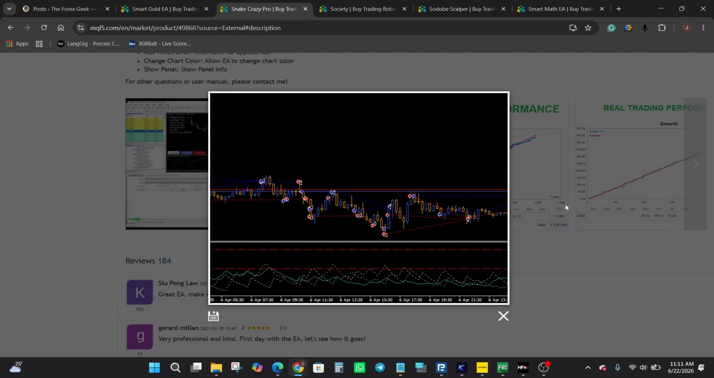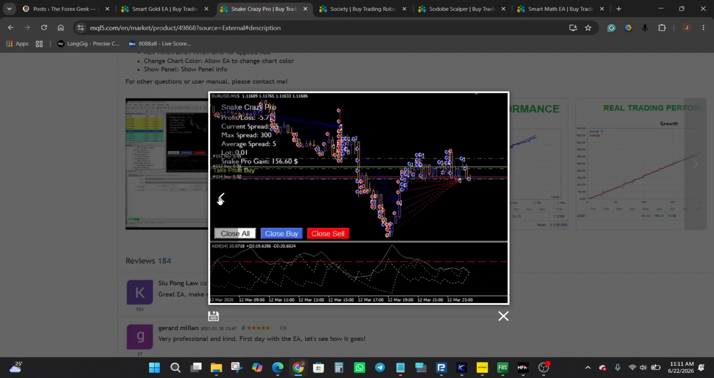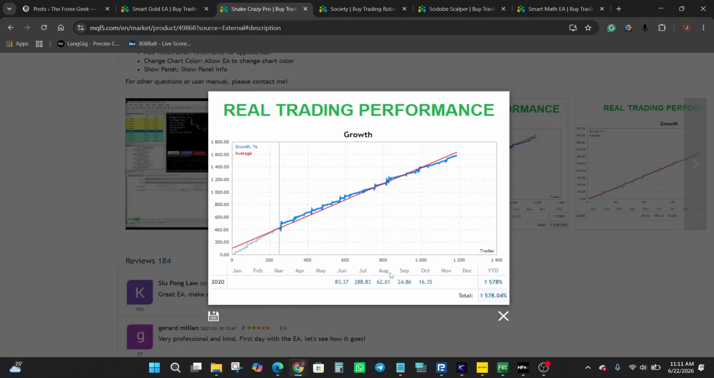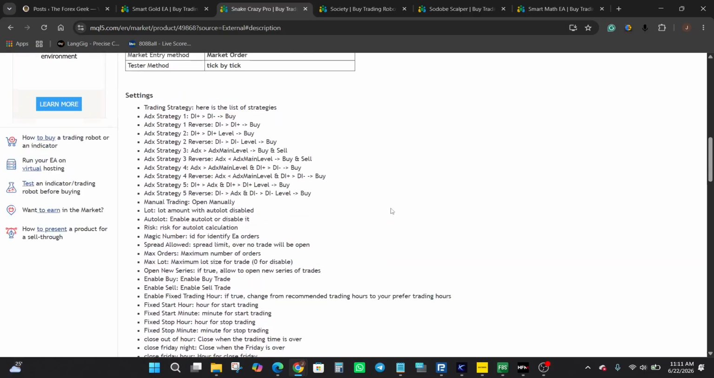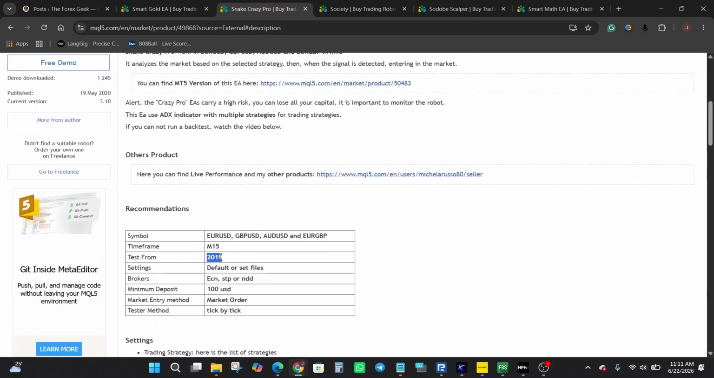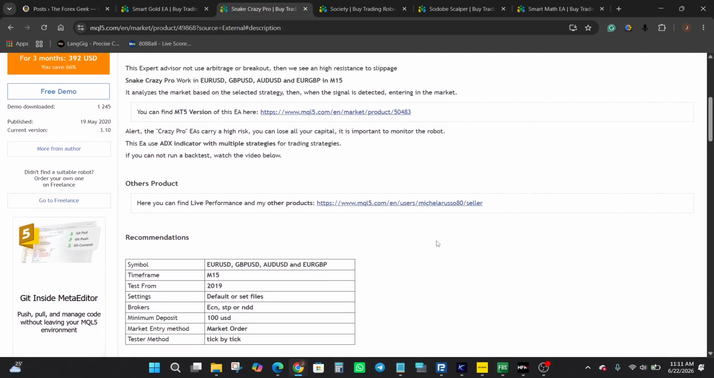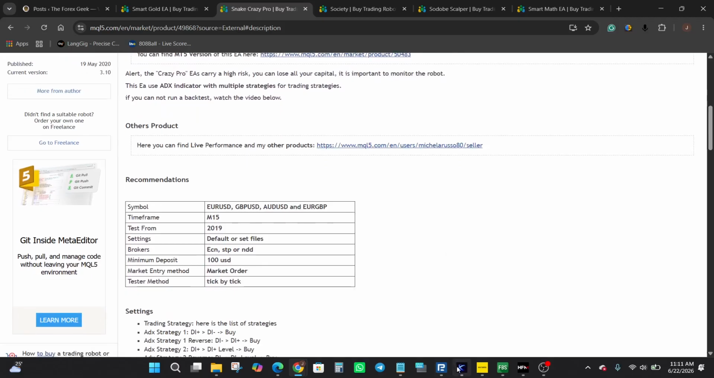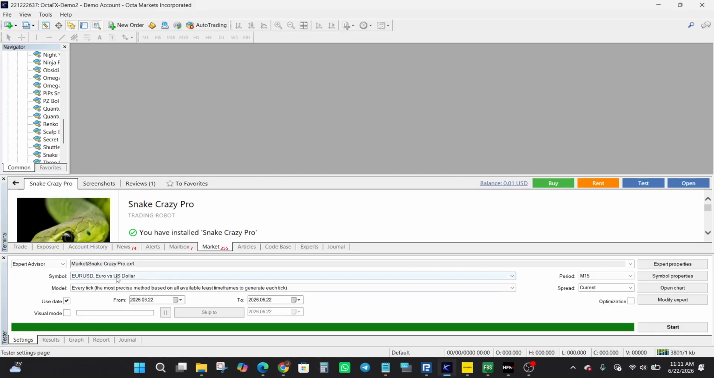So now let's just head over to our strategy tester. But before then, this is actually showing me 2020, this 2019 mentioned here seems not to be accurate. Okay, but then let's just head over to our strategy tester. And we are testing the Snake Crazy Pro EA on EUR/USD, which is one of the recommended pairs, on the M15 time frame as recommended. We are using the every tick modeling, and we are testing over the past 3 months.